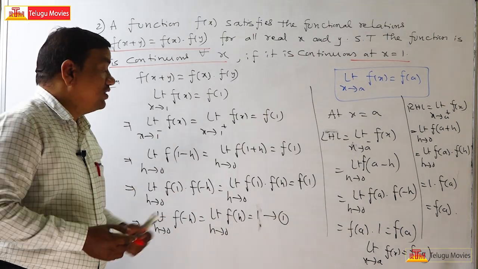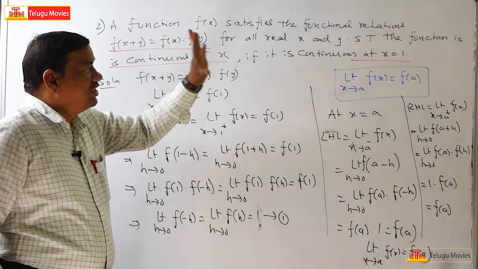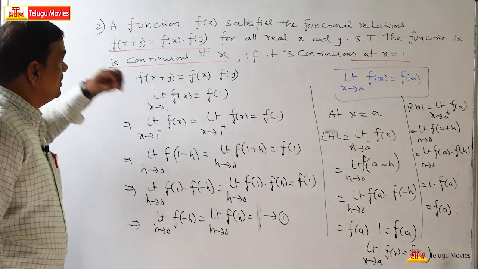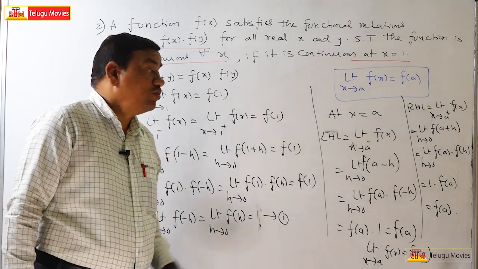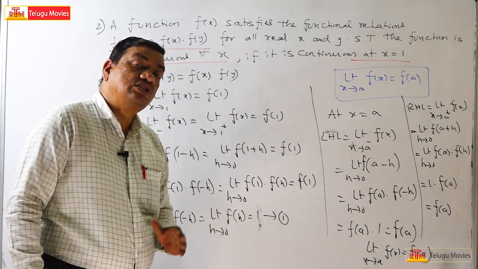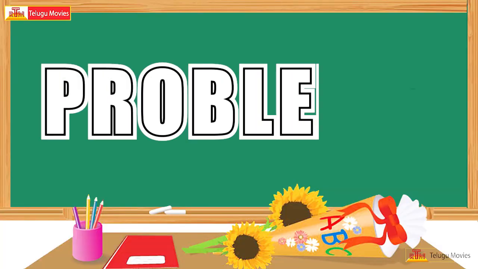Okay, now, I hope that you enjoyed this problem. If it is continuous at x is equal to 1, it is continuous for all x. We proved it. I hope that you understand this calculation. So, let us move to the next problem.